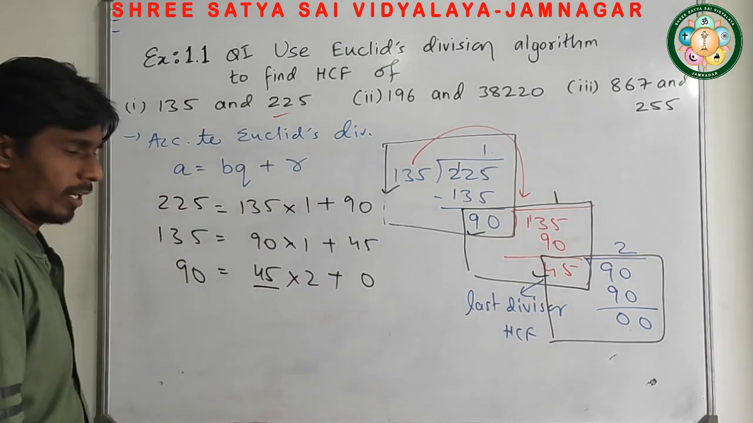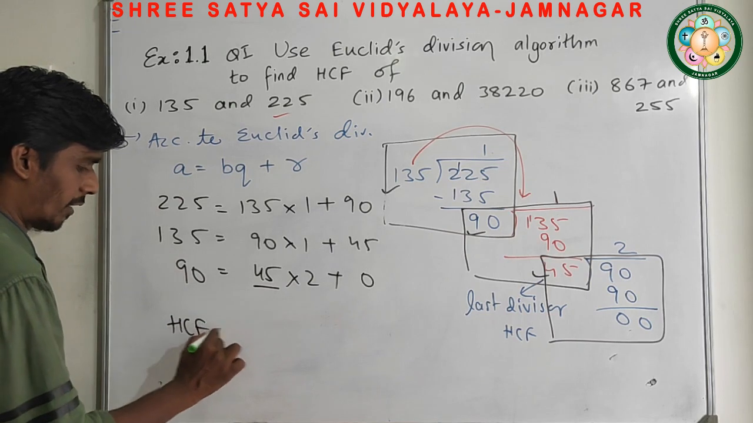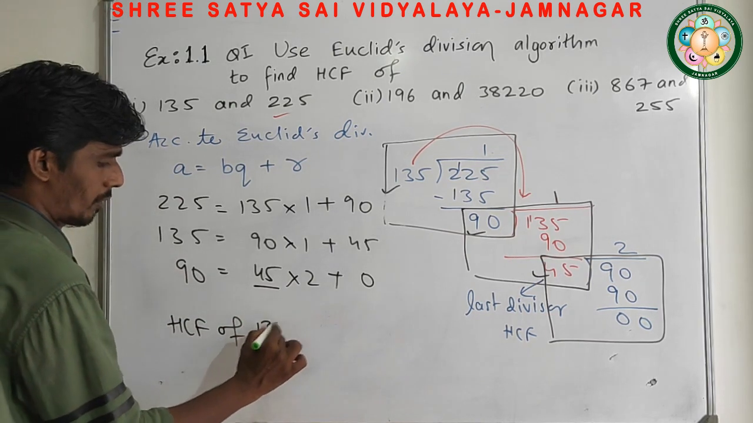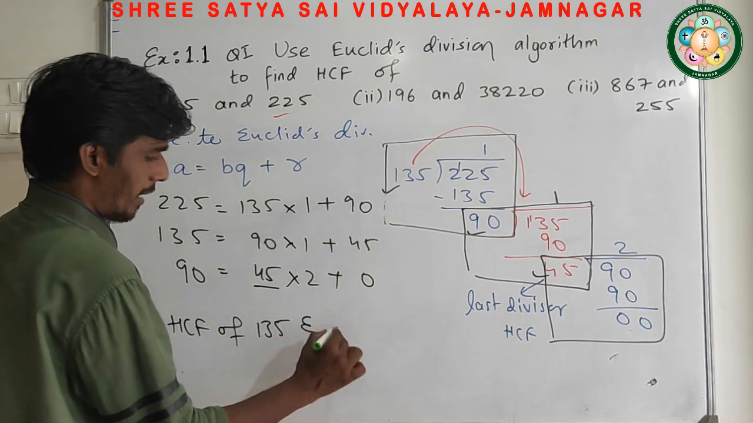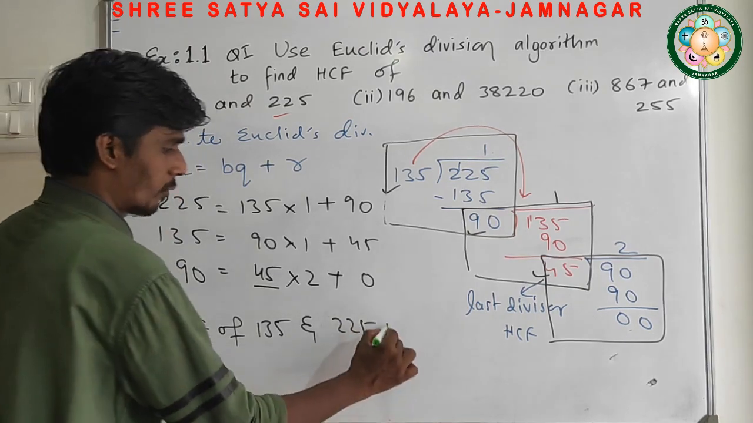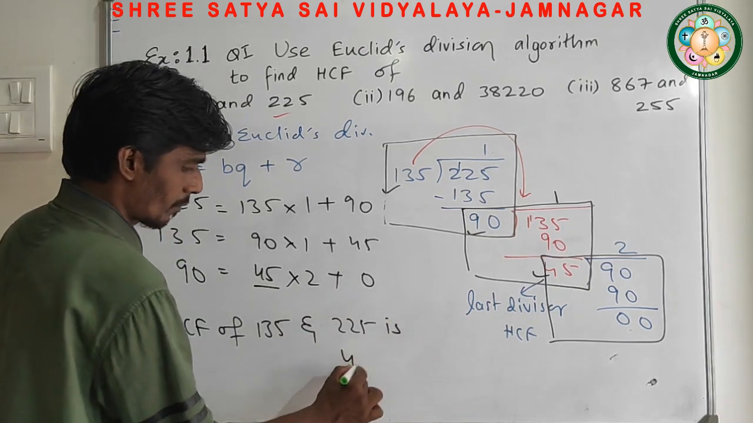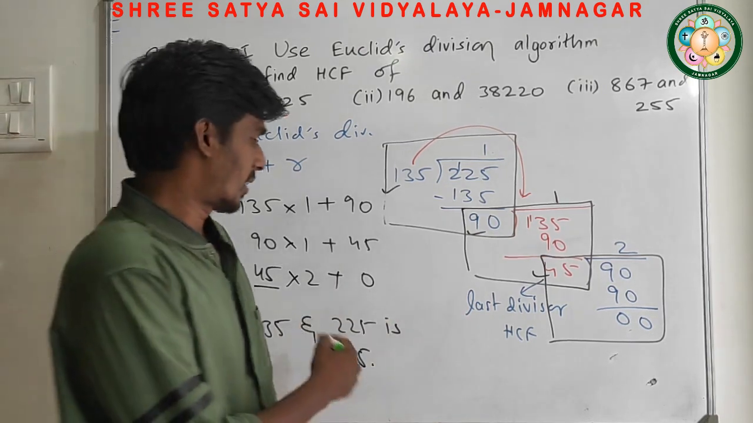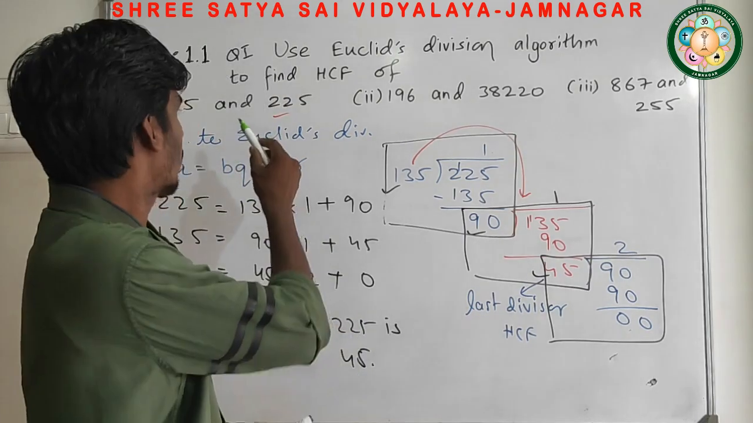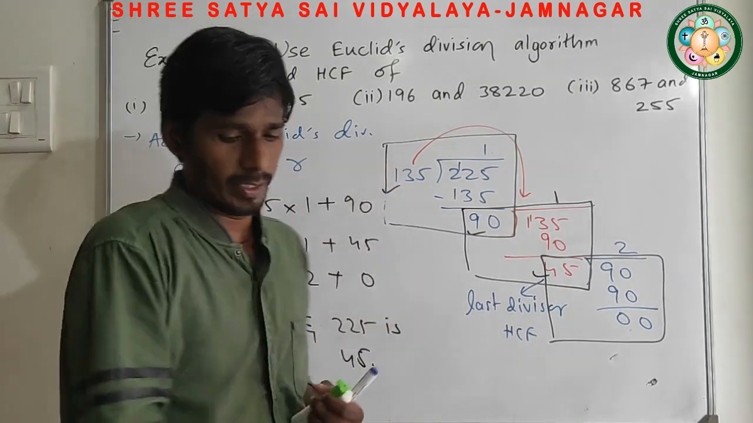And the last divisor is the HCF. So the HCF of 135 and 225 is 45. So this is the way we can solve question number 1. Let's start with question number 3.